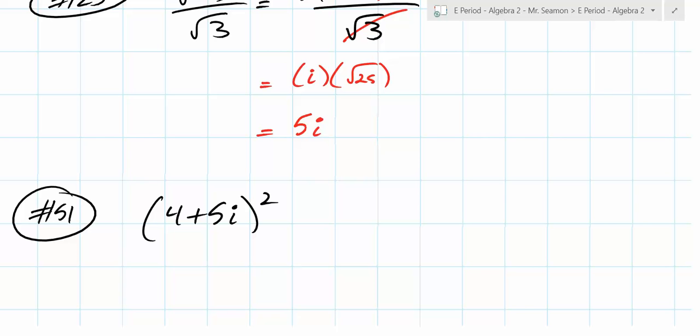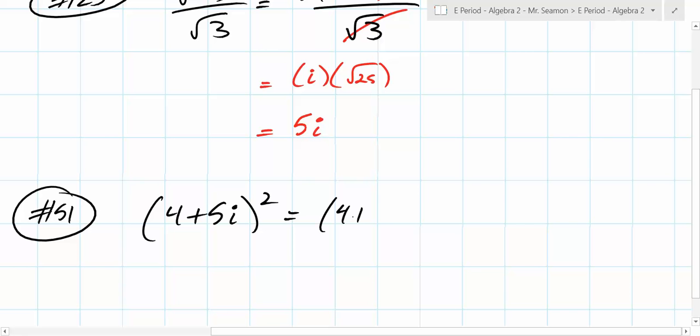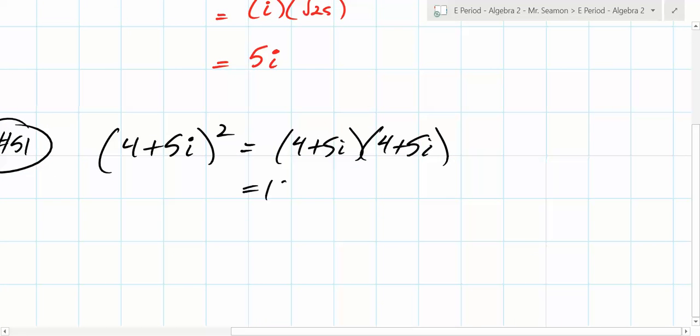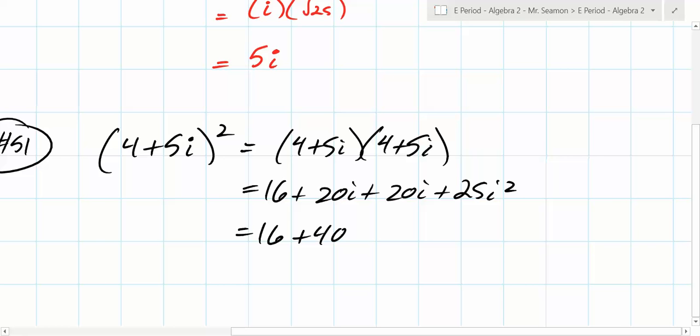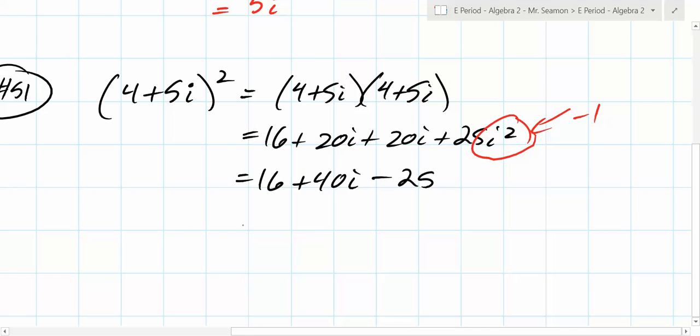Do this one though. This one's pretty straightforward. Do you just bring the square on the inside? No, you actually have to make it 4 plus 5i times 4 plus 5i. So that's going to be 16 plus 20i plus 20i plus 25i squared. So you end up with 16 plus 40i minus 25, because what is i squared? -1. So what's 16 minus 25? -9. So it's -9 plus 40i.